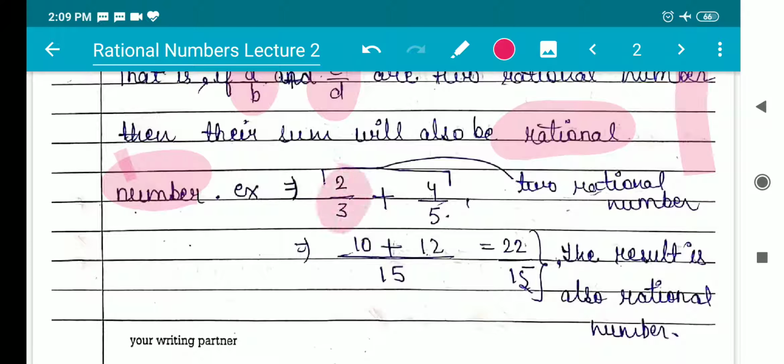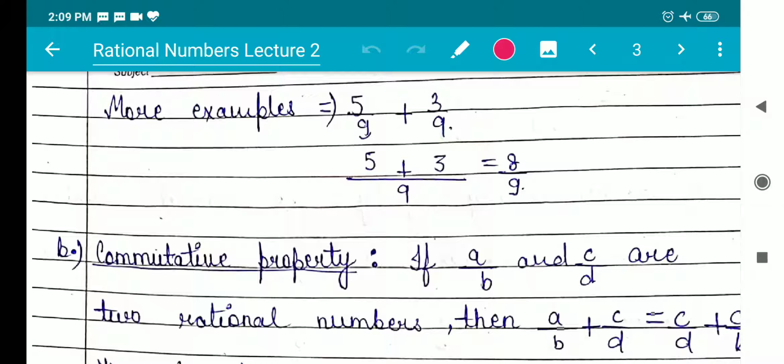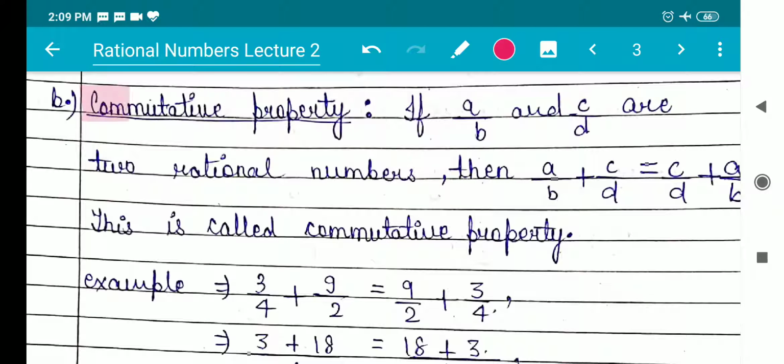Example, 2 by 3 and 4 by 5. These are two rational numbers. First one is 2 by 3 and second one is 4 by 5. We will take the LCM 15, and after calculating it, I got 22 by 15, which is also a rational number, and this is the standard form of rational numbers. We can take more examples like 5 by 9 plus 3 by 9. I got 8 by 9 as a result. This is the standard form of rational numbers. You should take more examples by yourself to understand it properly. Second one is the commutative property.